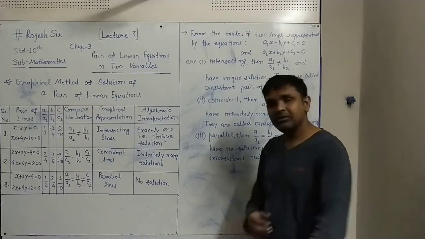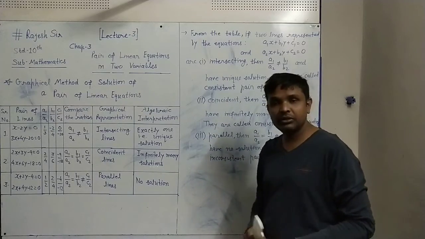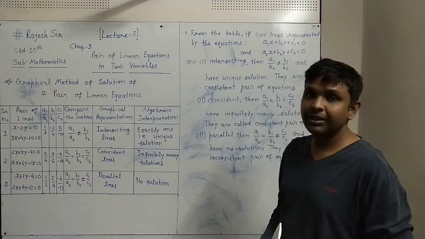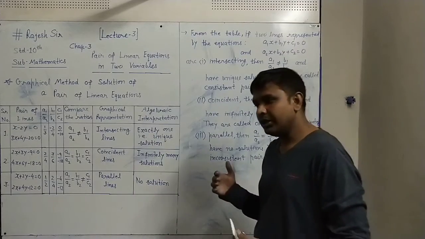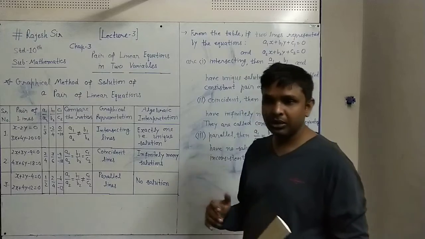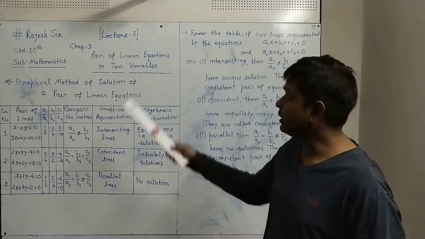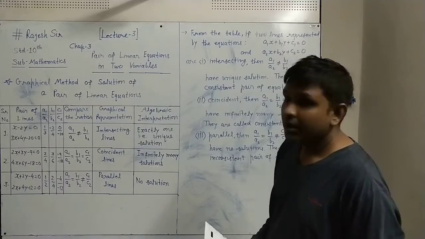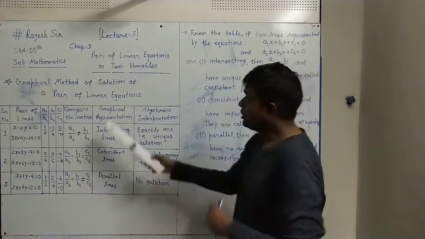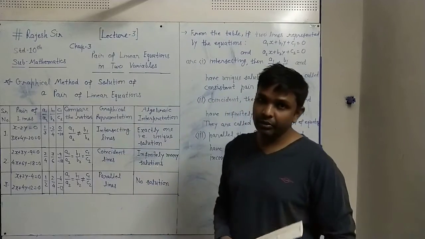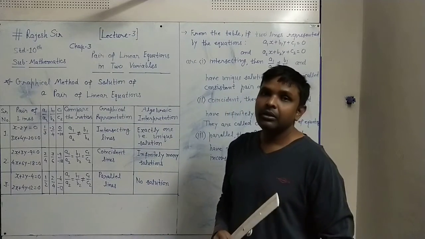In the last lecture we saw the pair of linear equations, the first two questions of exercise 3.1, and if a pair of linear equations is given, how to plot the graphical representation of the pair of linear equations. Now, the graphical method of solution of a pair of linear equations. We will get the solution of a pair of linear equations by the graphical method.